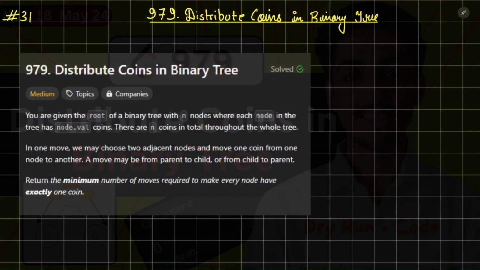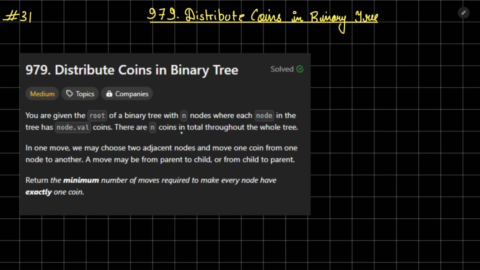In this question, we are given a root of a binary tree with n nodes, where each node in the tree has node.val coins, and there are n coins total throughout the whole tree. In one move, we may choose two adjacent nodes, such as from parent to child and from child to parent, and we can transfer one coin between them. We need to return the minimum number of moves required to make every node have exactly one coin.